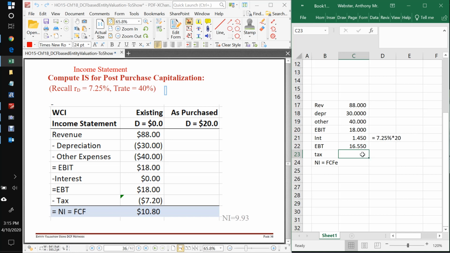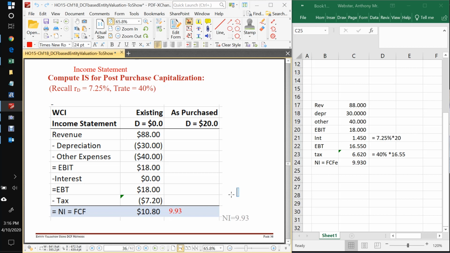Now our tax is equal to our tax rate times EBT. So that's going to be 40% times 16.55, which equals 0.4 times that, and that's 6.62. That gives us net income of our EBT minus our tax, and that's 9.93. So the key thing that I want down here is 9.93.